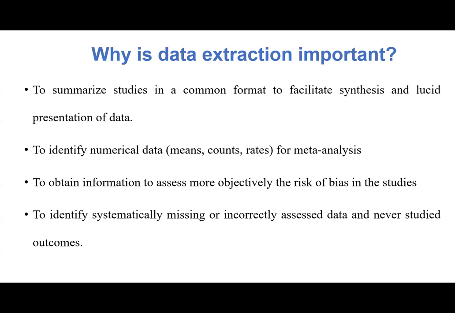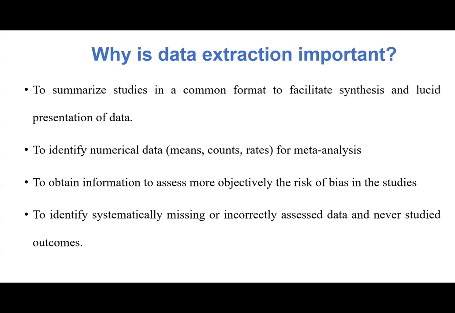Next is to obtain information to assess more objectively the risk of bias in the studies. Whenever we extract the data, we can also check our study for risk of bias with the help of different tools available, like ROBINS and RoB, that you have studied previously, and also to identify systematically missing or incorrectly assessed data and never reported outcomes.